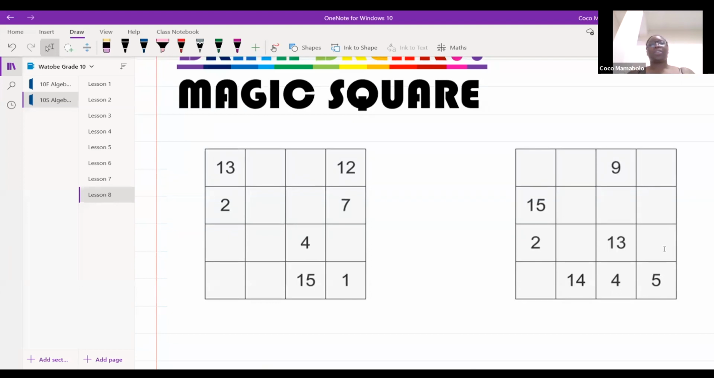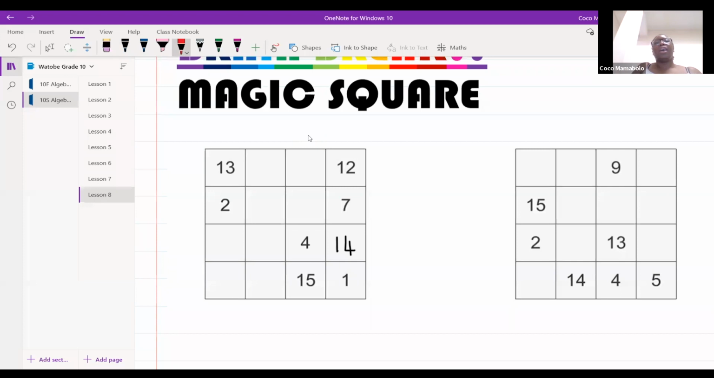Ta-da! Okay, this one is very tricky, guys. I want you to have a look at this one. This is called a magic square. For those of you who are joining us for the first time today, have a look at this magic square. Magic squares always add up to the same thing on each side. I'm going to give you a hint today. I'm not going to tell you how much it adds up to, but this number over here is 14. I want you to try and figure out the rest of the magic square.